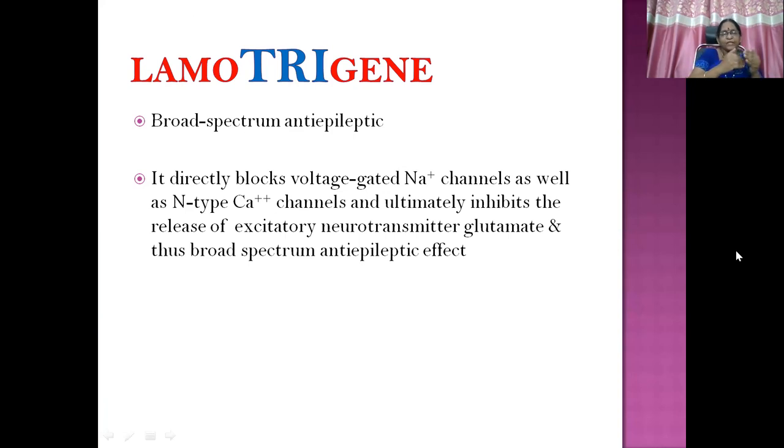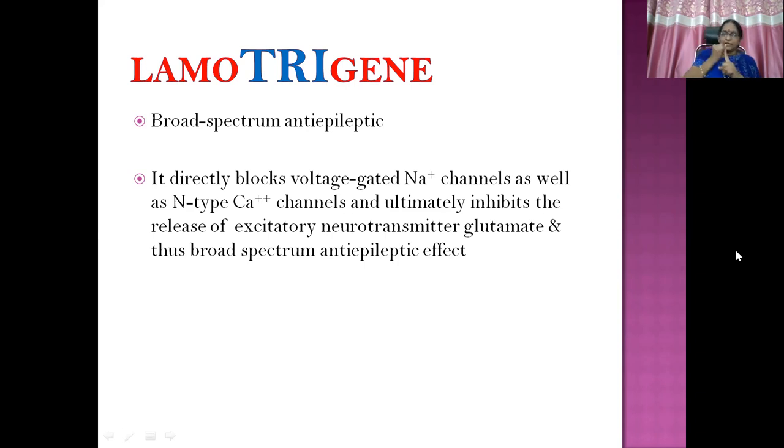It is a broad spectrum antiepileptic. So whenever you get a broad spectrum antiepileptic molecule, you start with saying it is a broad spectrum antiepileptic, and then write down the multiple mechanisms of action of that particular molecule. And then go to the other details like pharmacokinetics, ADR, indications, and usage. It directly blocks voltage gated sodium channels as well as N-type calcium channels, and ultimately inhibits the release of the excitatory neurotransmitter glutamate, giving this broad spectrum antiepileptic effect.